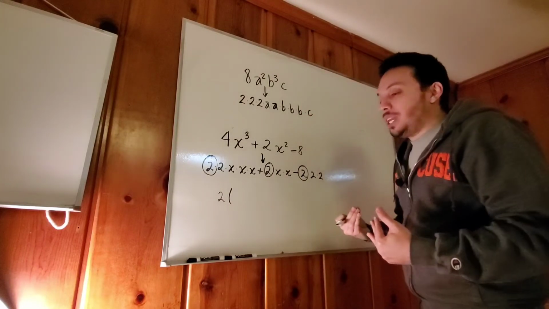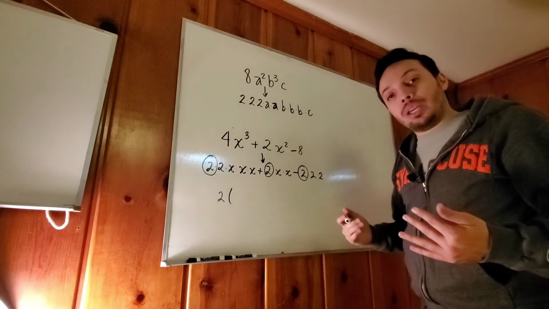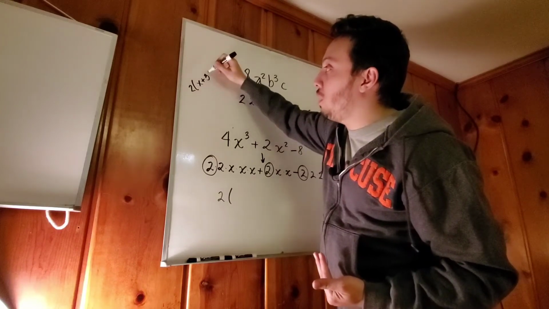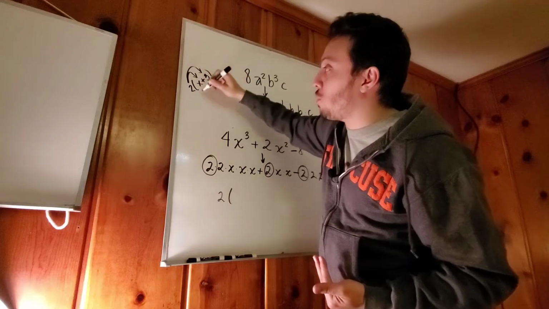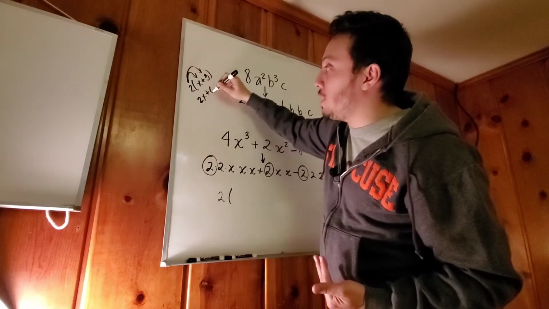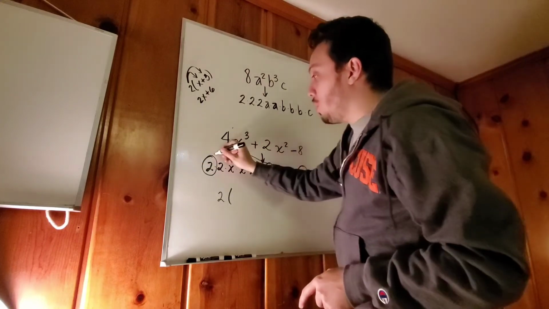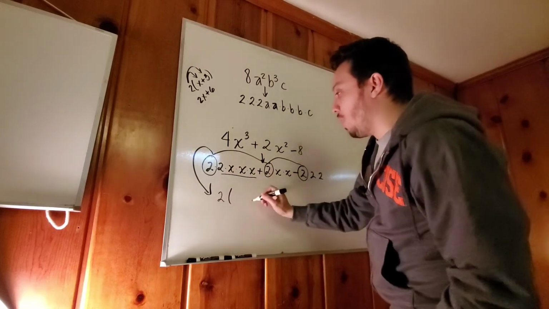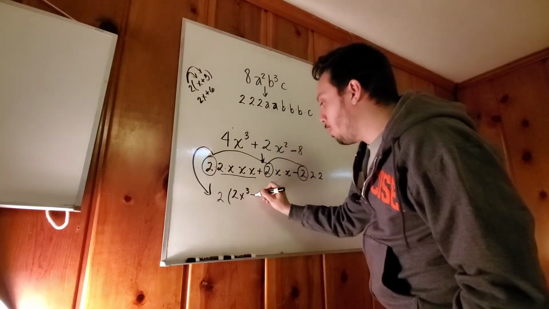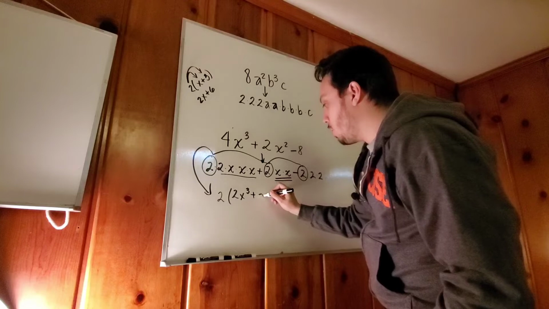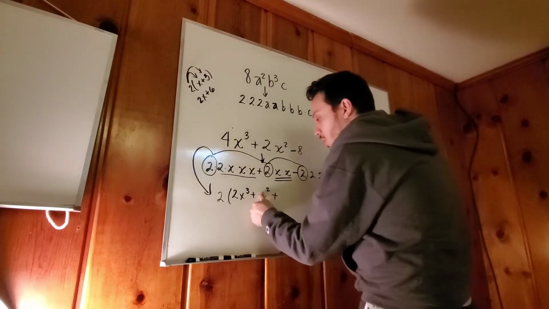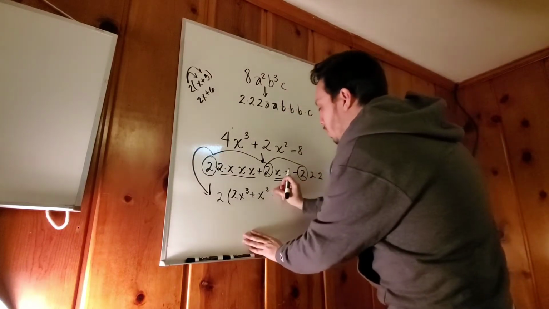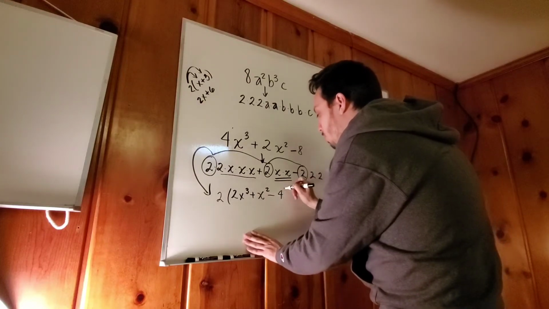What we're doing in here is basically the opposite of the distributive property. The distributive property was when you had like 2 times x plus 3, and you multiplied 2 times x and 2 times 3. 2 times x is 2x, 2 times 3 is 6. We're doing the opposite. We're taking it out. We're taking that 2 out into the front, and we're going to be left with 2x cubed plus x squared, minus 4.